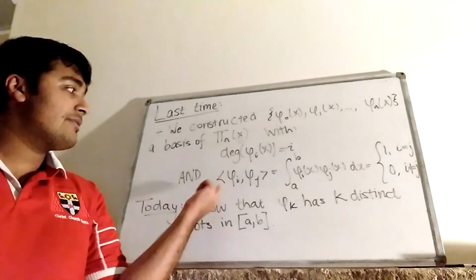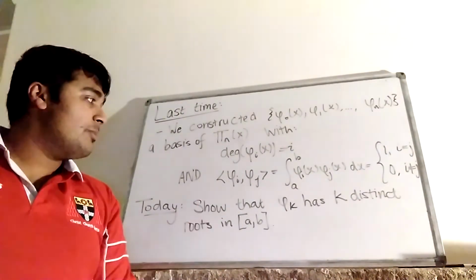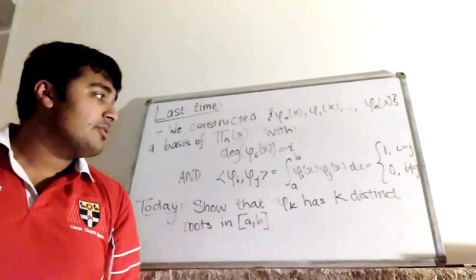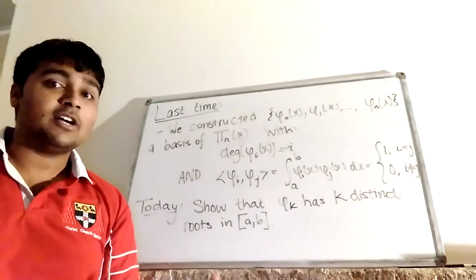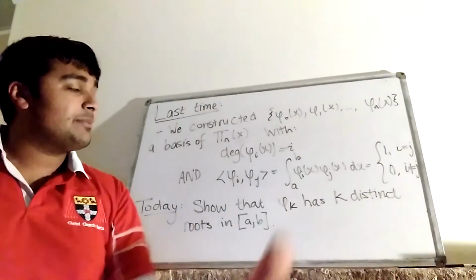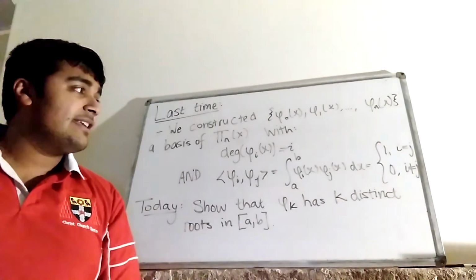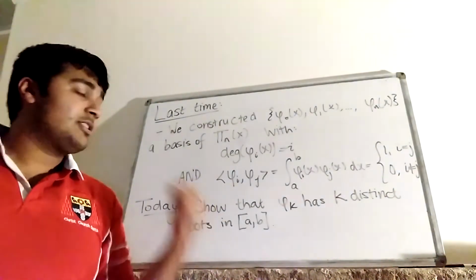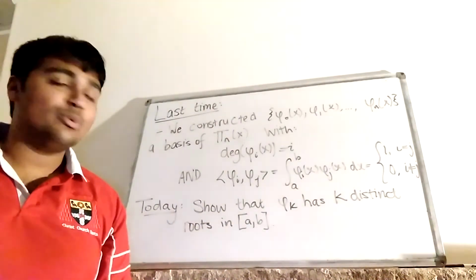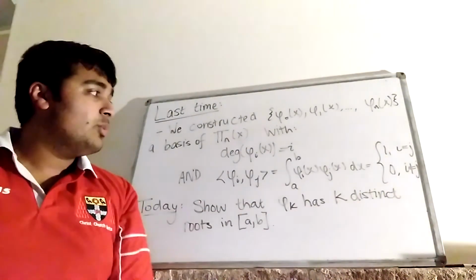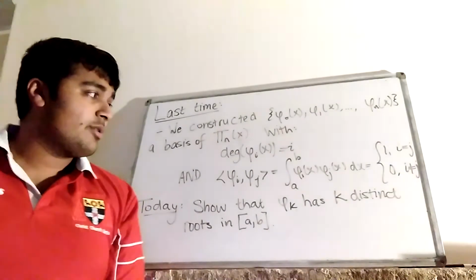We also have the property that phi i comma phi j, which is the integral from a to b of phi i of x times phi j of x dx, is going to be equal to 1 if i equals j, and 0 if i and j are distinct. So they're orthogonal, but in particular they're also orthonormal, i.e. they're 1 when i and j are the same, but 0 otherwise.